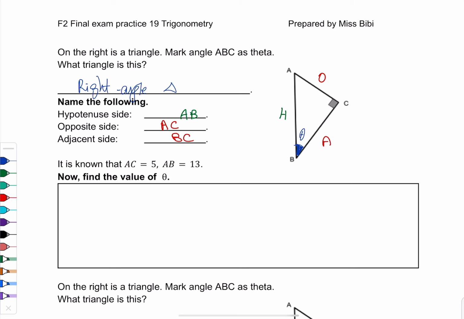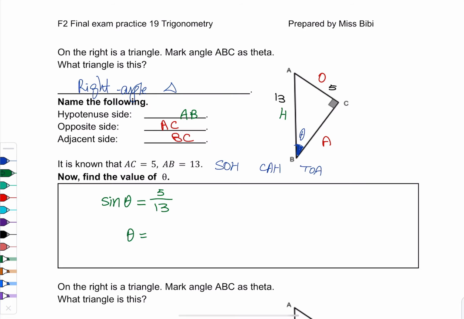And then what information are we given this time? We have AC. AC is 5. We have AB. AB is 13. And we don't know BC. So we have our O line. We have our H line. Which one should we be using? Sine, cosine, or tangent? We have O, we have H. OH is in sine, so we use sin theta equals O over H first, 5 over 13.